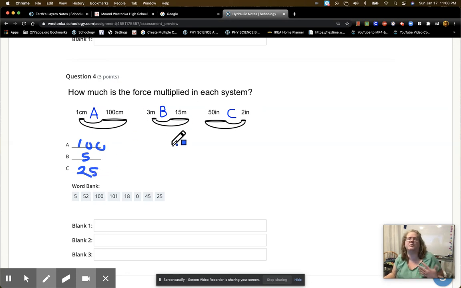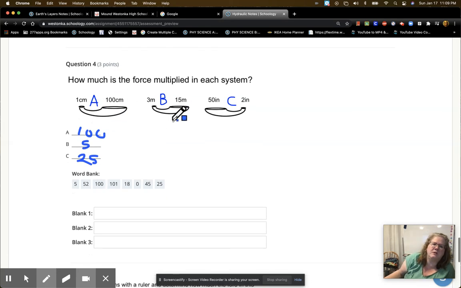What is the ratio? What's the force multiplier in this? How much more can I lift? Here I'm lifting 100 times more. Here I'm only lifting 5 times more. But here I'm lifting 25 times more. So again, if this was drawn to scale, we'd have obviously much larger surface area here and small, tiny compared to that, but we just put numbers in for you to look at that.